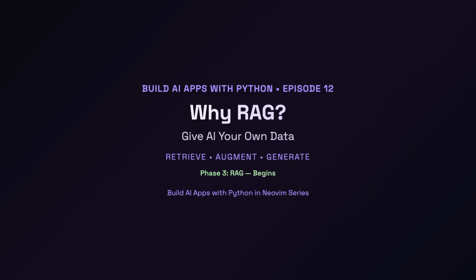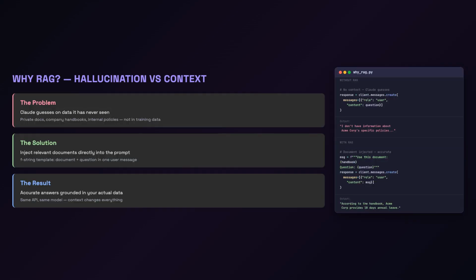Why RAG? Retrieval Augmented Generation. Claude knows a lot, but it does not know your data, your company handbook, your internal docs. Without your data, Claude guesses. It hallucinates. It makes up answers that sound real but are wrong.